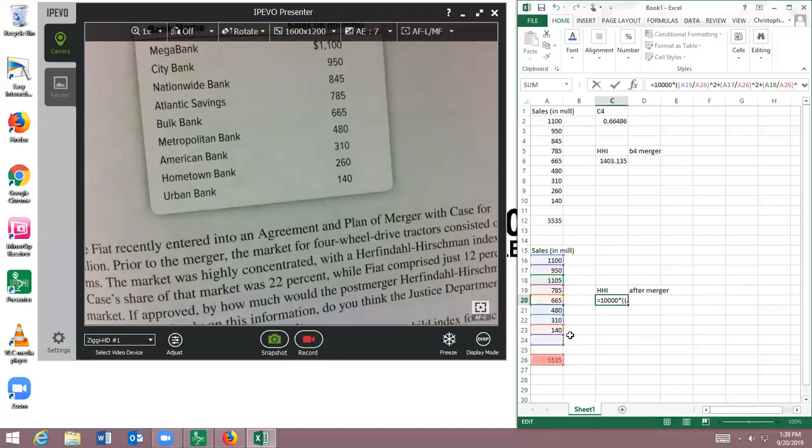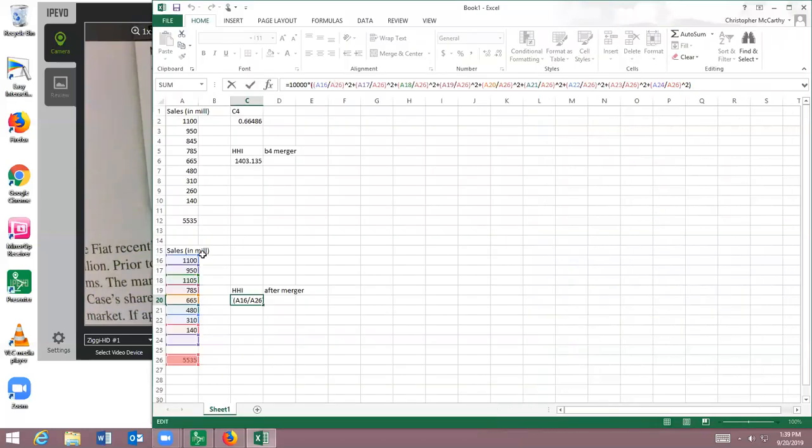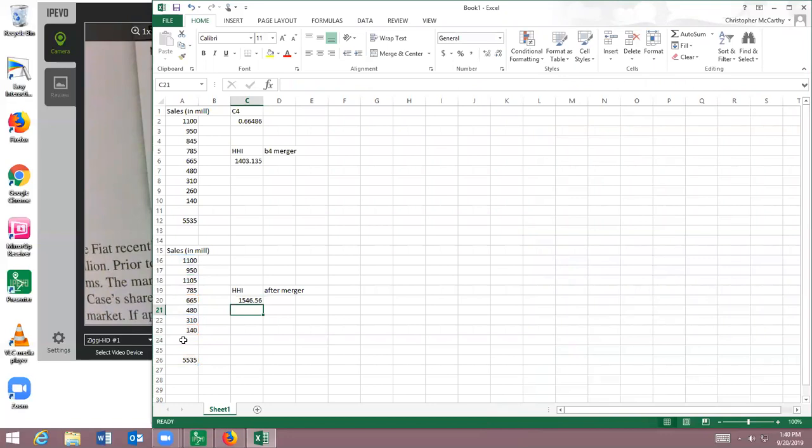And so it ends up looking at A16 divided by A26 squared plus A17 divided by A26 squared, and so on and so forth. We just need to delete this last term because there's no longer an A24, right? A24 is missing since there's only 9 firms in the industry. So we're going to go ahead and delete that. Press enter. Bada bang, bada boom. We got an HHI of 1546 now.